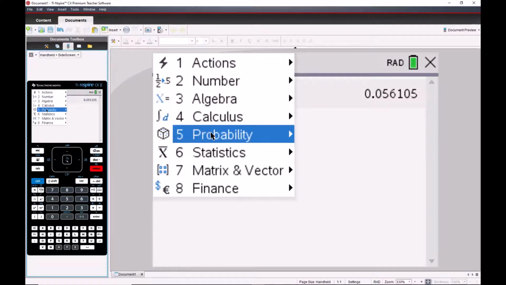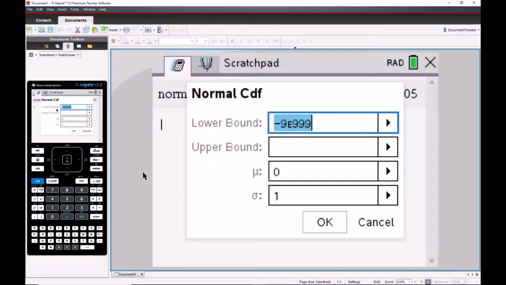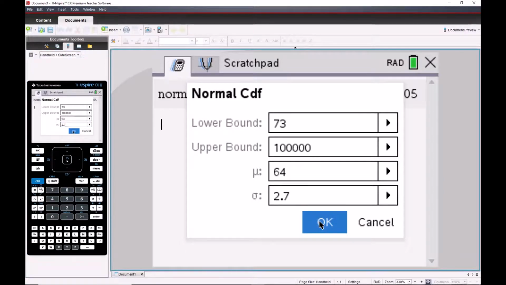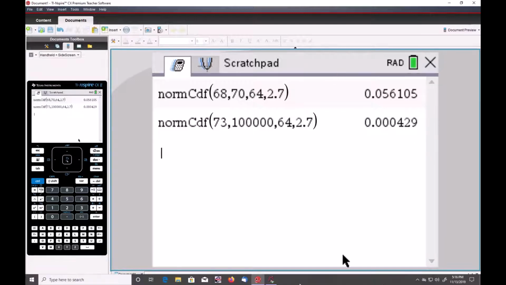I'm not going anywhere. All right, so probability, distributions, and I can't go back and see what I did, so oh well. Oh, let's see, so 73, that's what it should be, and 10,000, or whatever, some big number. 64 and 2.7, come on, 2.7, and let's hit OK. Let's try it again. All right, 0.000429. That looks more like it, right?